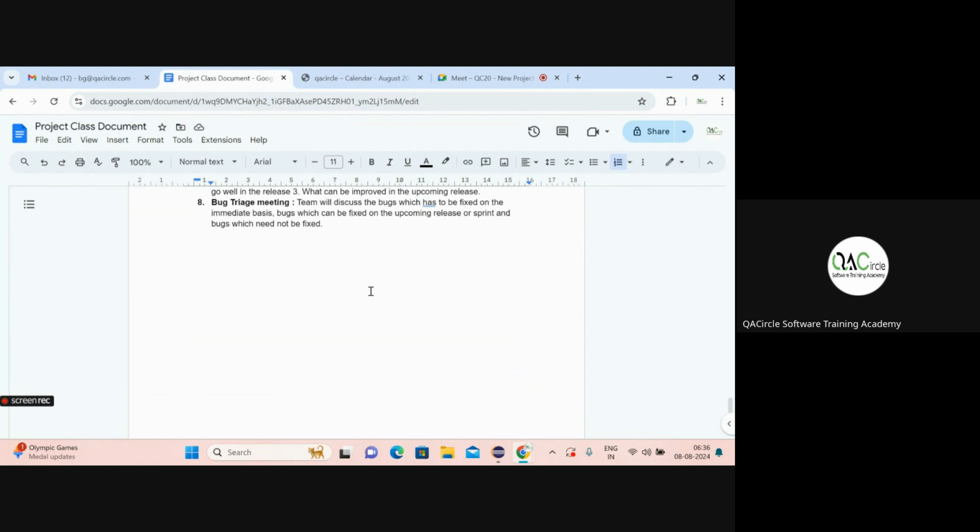All right. So yesterday we learned a few things about the agile methodology, what kind of meetings will happen in the agile methodology, and today we will understand certain terminologies that are used in agile.